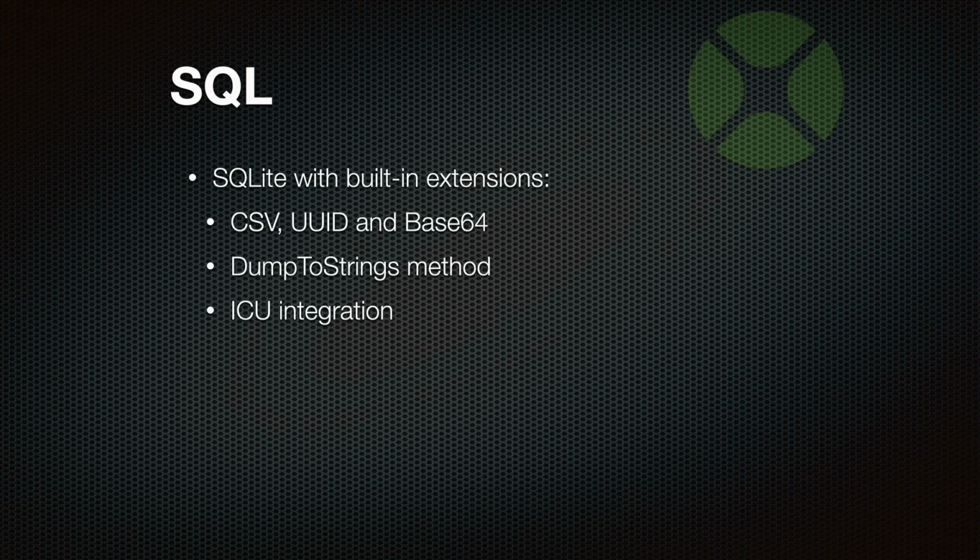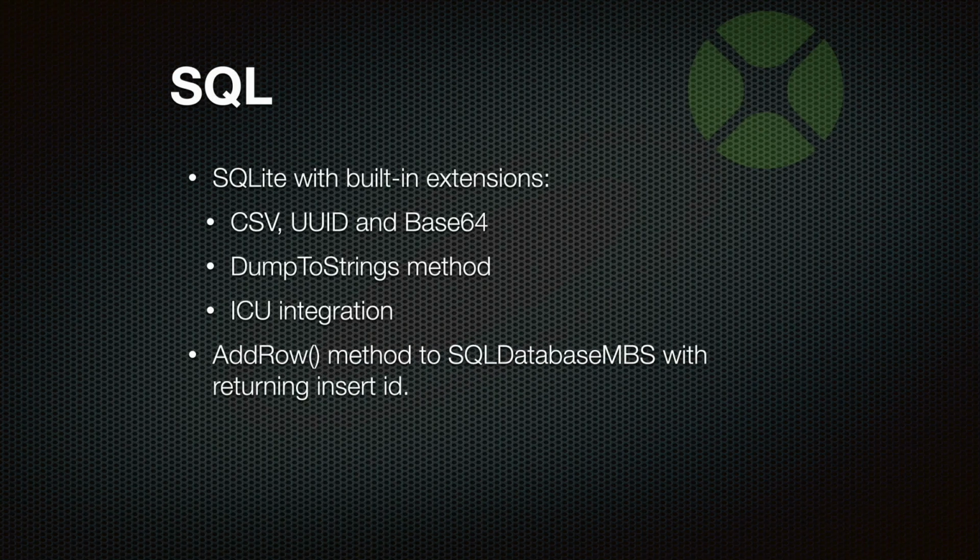We got integration for the Unicode libraries. So it's just a thing you can turn on, and then we load the Unicode libraries on Mac, Windows, Linux, or iOS, and then use them for the Unicode support. So your search can find umlauts in German. Then I added everywhere the support for the AddRow method in the Xojo database class with returning the ID of the new record. And if you look at the release notes, I did a couple more changes to the SQL plugin over time.